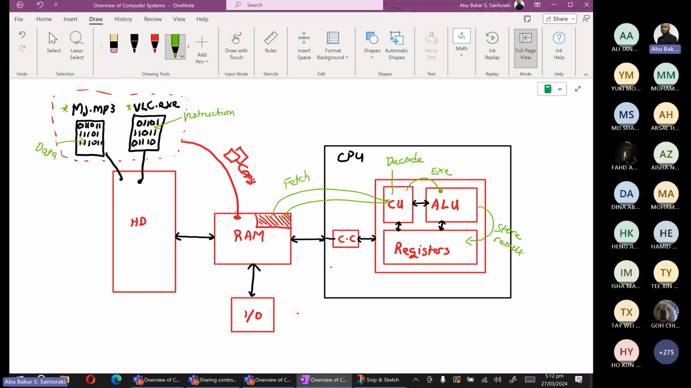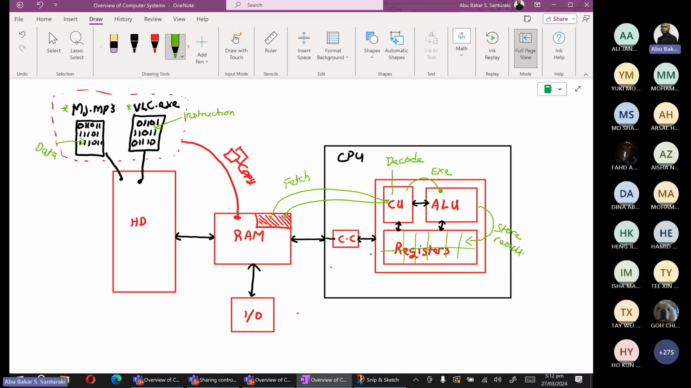So we store the result in the registers. And the registers are basically like the RAM for the CPU. So it consists of blocks where we can store things. It's like a shelf inside the CPU. So once we finish working on it, we can then generate the results.